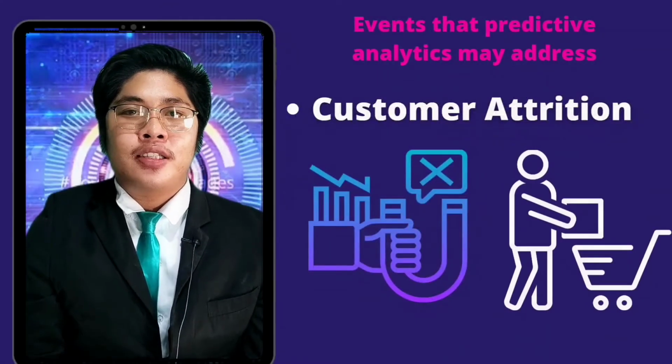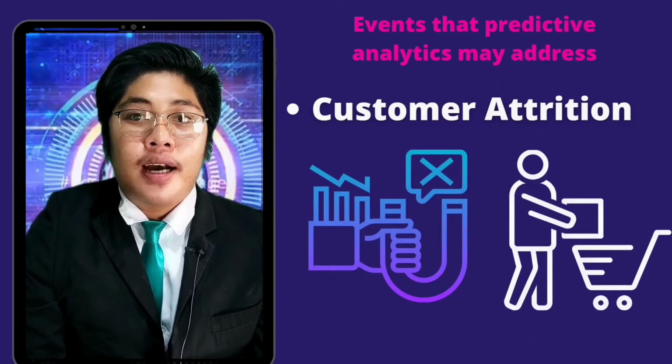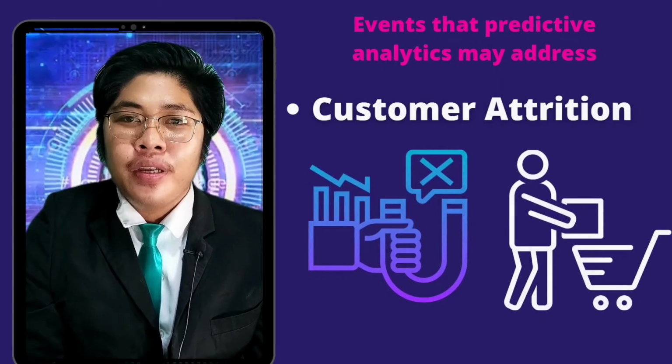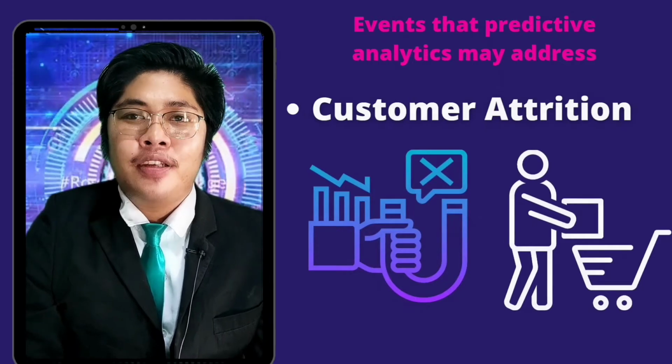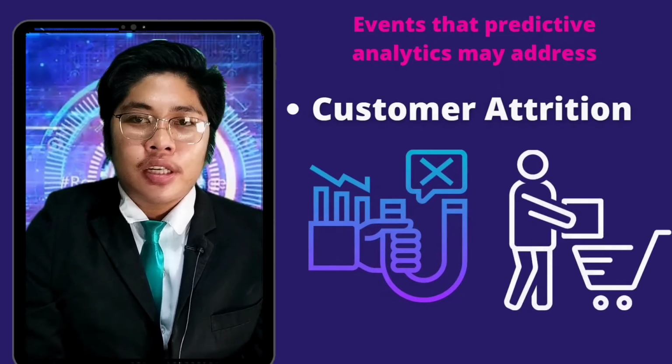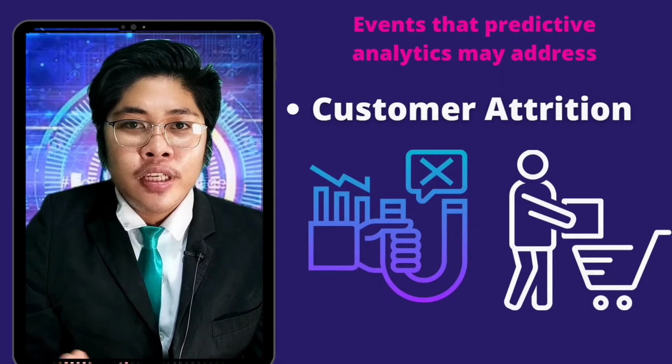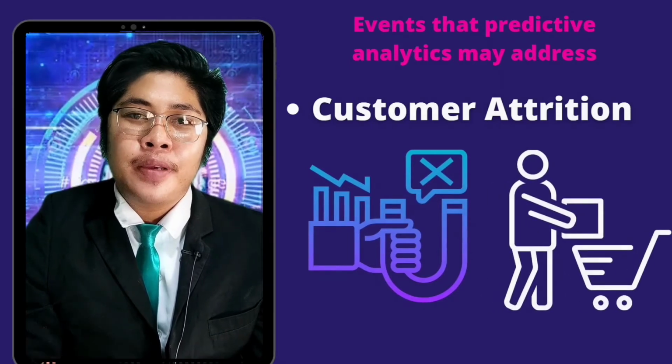Customer attrition is the loss of customers by a business. Attrition rate shows how many customers a company lost. To calculate the rate, you simply divide the number of customers lost during a specific time by the number of customers you had at the beginning of that time.